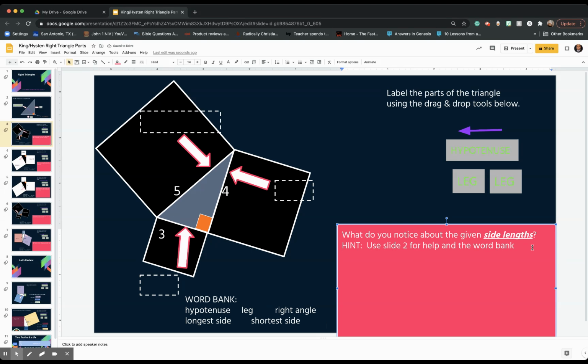If I were you, a sentence stem that I can start off with is, I noticed that the legs were blank, blank, blank. Or maybe you could start off with the hypotenuse. The hypotenuse was the blank, blank, blank, blank. Or you could just start simply with I noticed, dot, dot, dot. These are going to be our sentence stems to begin your thinking. But notice the emphasis was on side lengths.